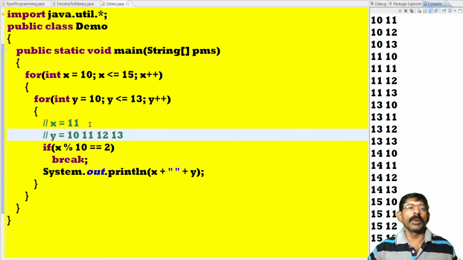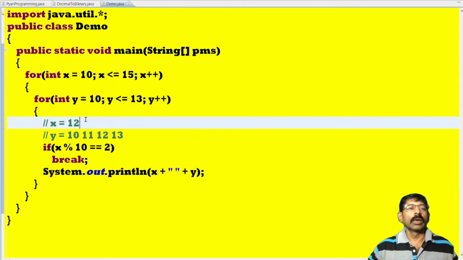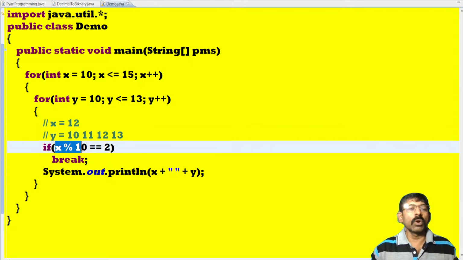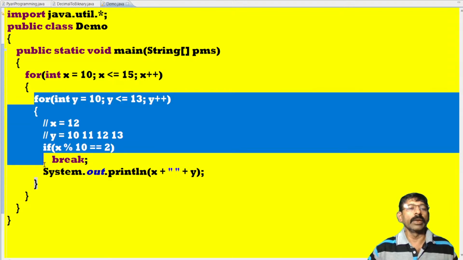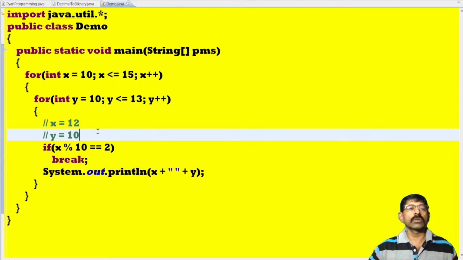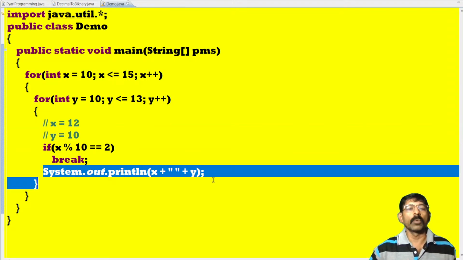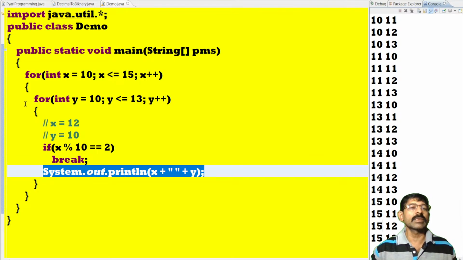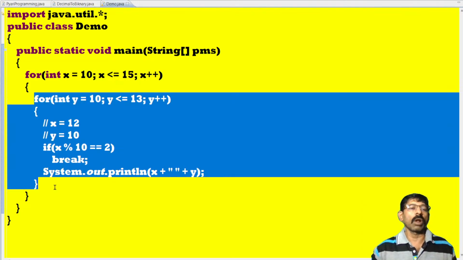Next time x will be 12. Now y will iterate 10 to 13, but when x is 12, 12 modulo 10, remainder is 2, 2 equals to 2. That is true. Break to come out of the inner loop. That means it will not display any output. Look at this. When x is 12, it is not displaying, but 13, 14, 15, it is displaying. Hence it is proved that break takes the control out of the inner loop.